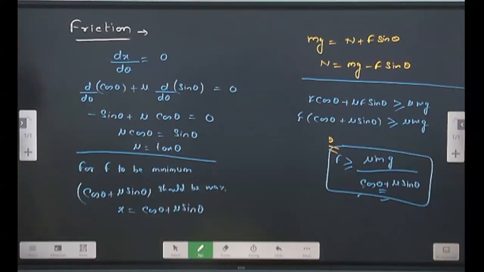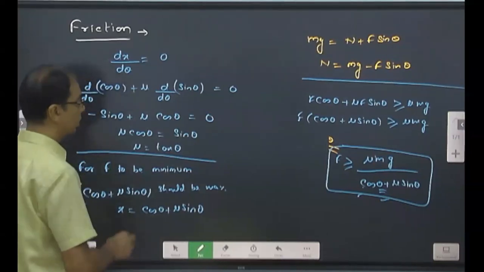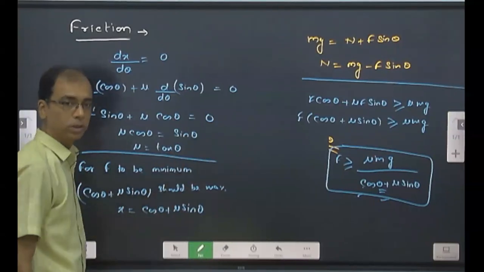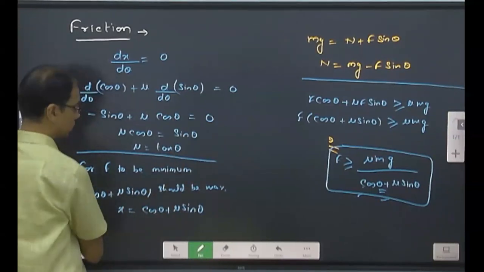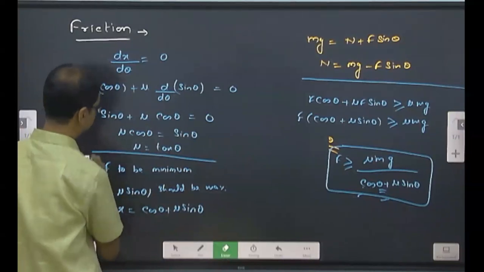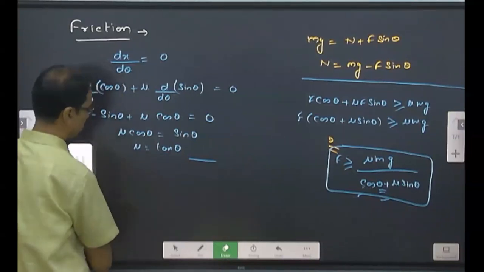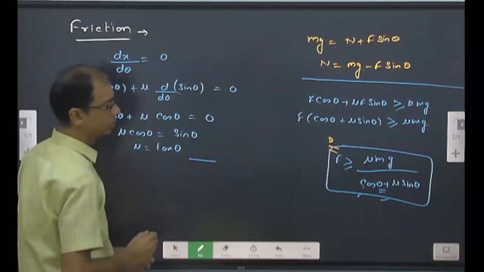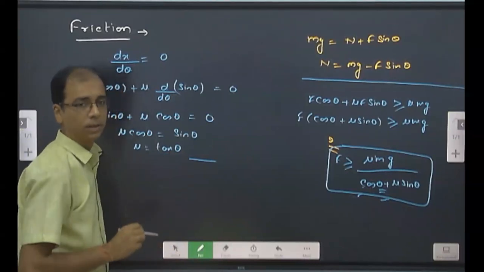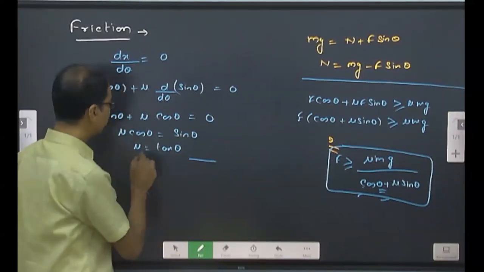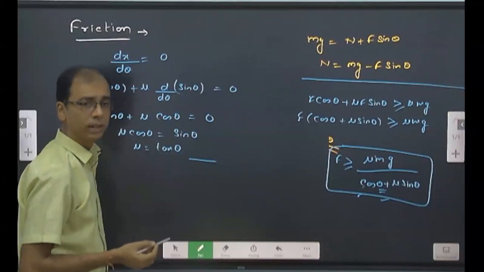Completed? Yes, sir. Okay. So now let's put the value into this one because we wanted the value of minimum. So we will be putting cos theta and sin theta values. So if tan theta equal to mu, what is the sin theta value?